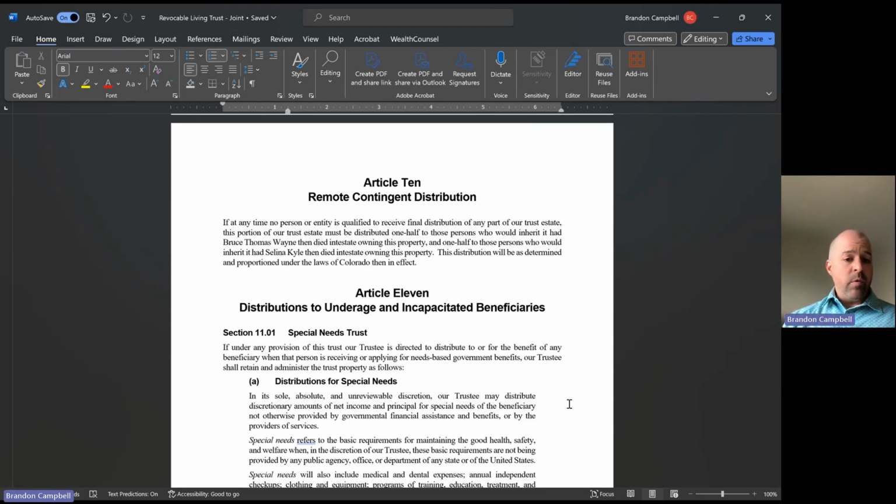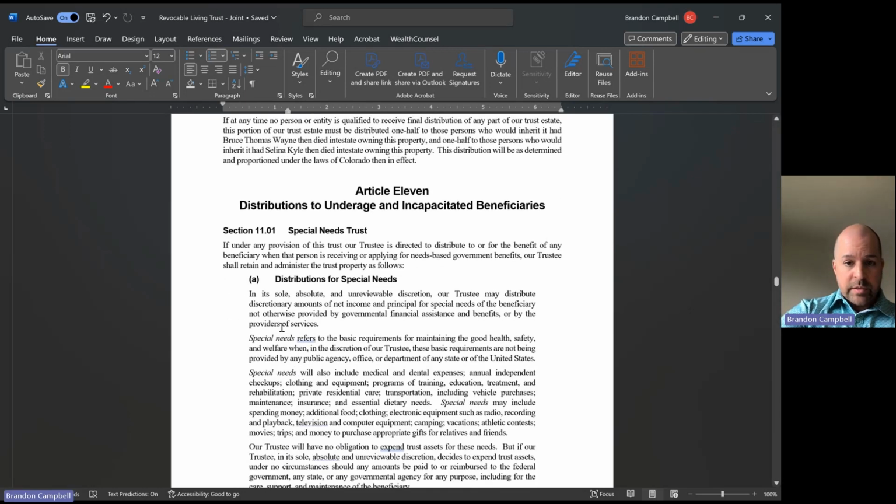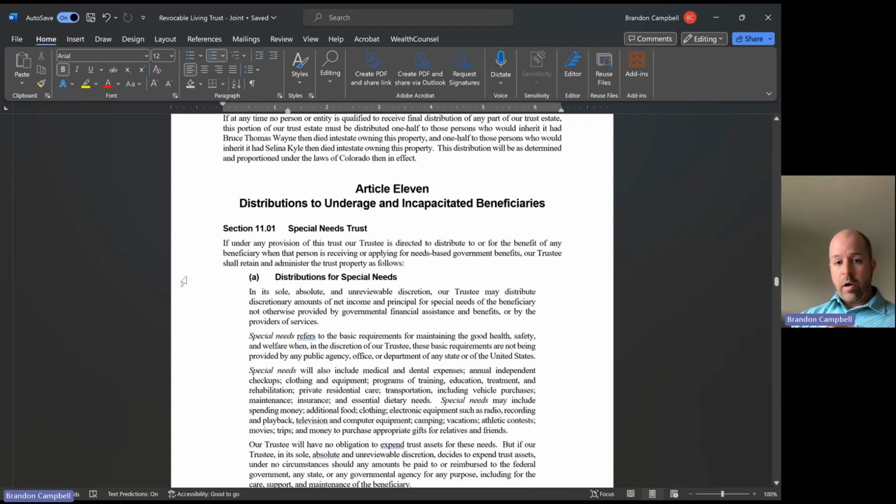So they might say, well, if we're all gone, we want to leave money instead to a charity, or we might want to divide it between this sibling and this friend and this cousin, etc. So in remote contingent, there might be a section that actually identifies beneficiaries and percentages. So just make sure that that information is accurate or provide us that information if it's still missing. In Article 11 of this trust, you're going to see a lengthy article called Distributions to Underage and Incapacitated Beneficiaries.